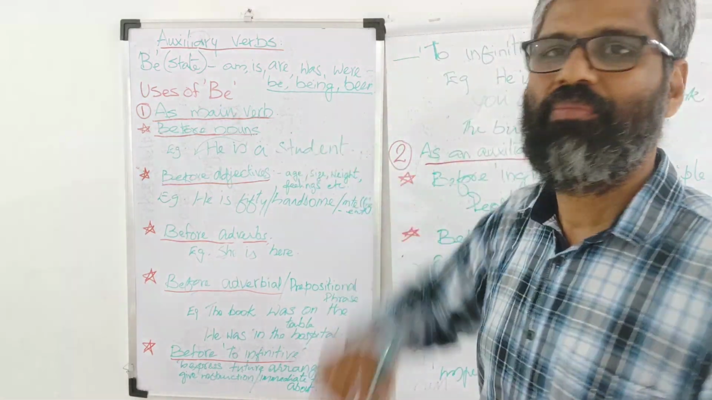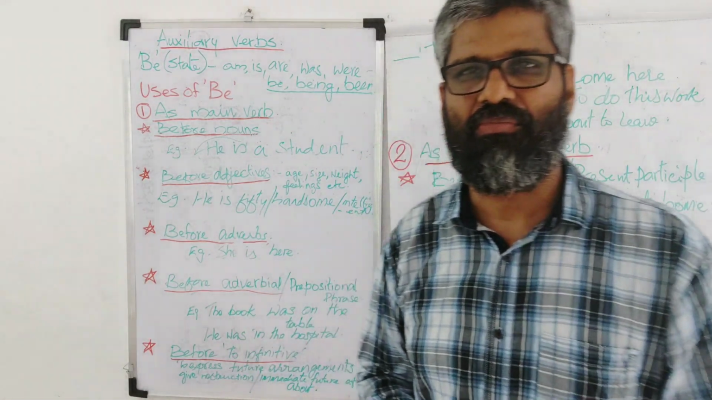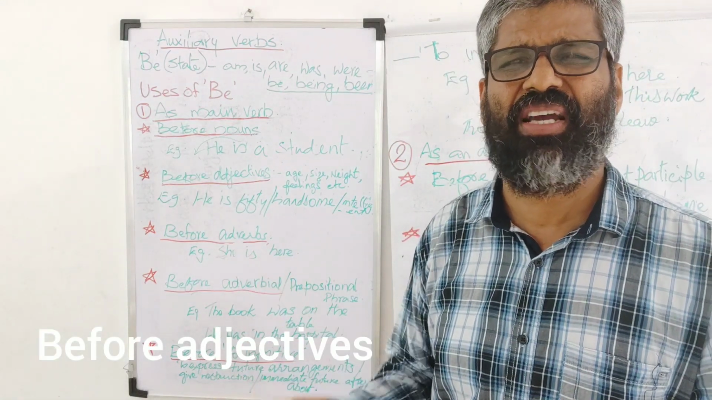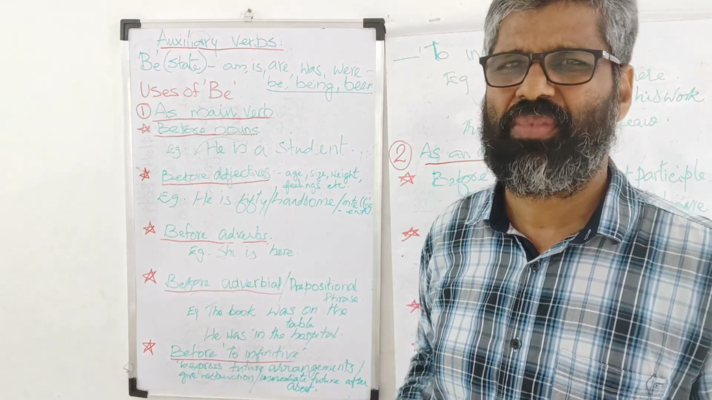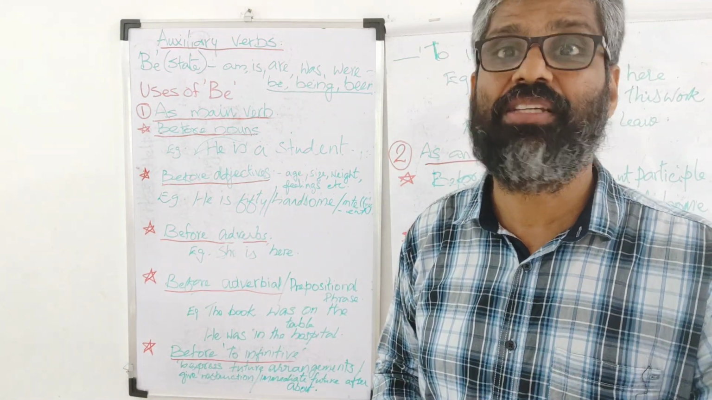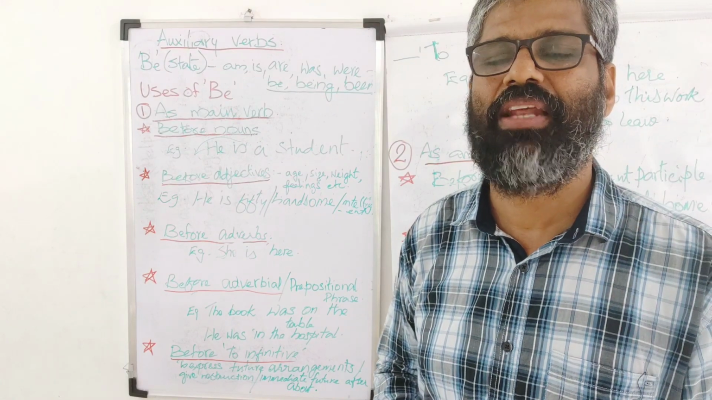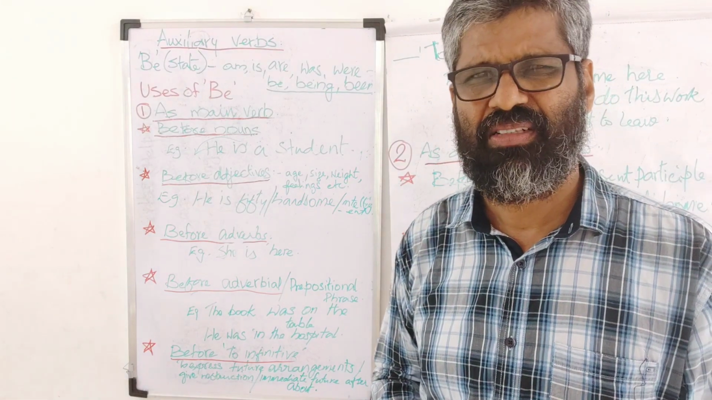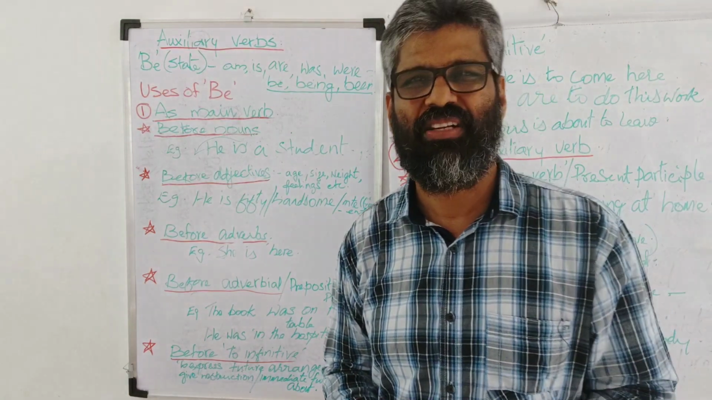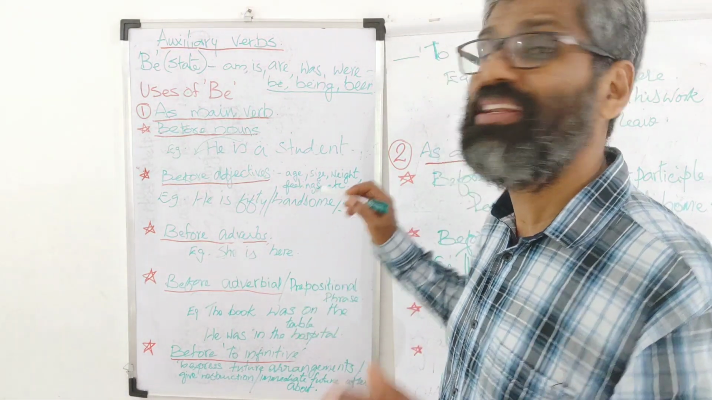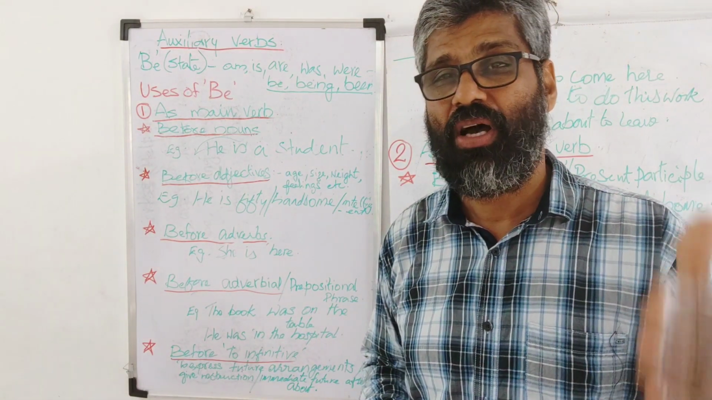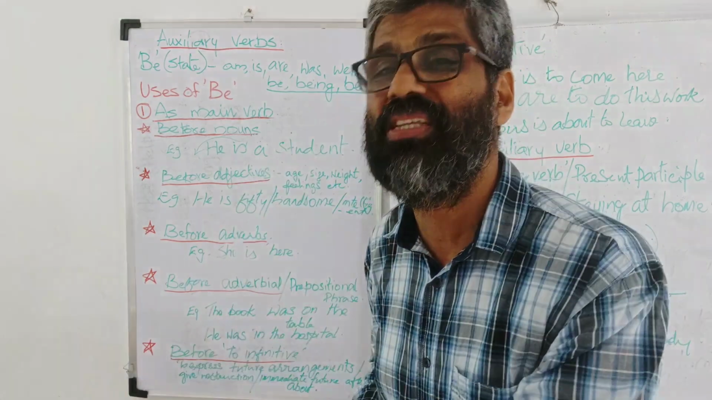So, now before adjectives. You can use be before adjectives. Adjectives of quality, size, age, height, anything. So, here is age. He is intelligent. Brilliant, you get. He is intelligent. He is young. He is short. He is tall. Like this you can frame sentences. Very simple. So, that is the correct formation. Correct way of framing a sentence. After be, you can use an adjective.